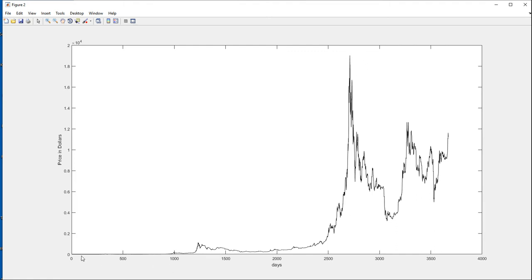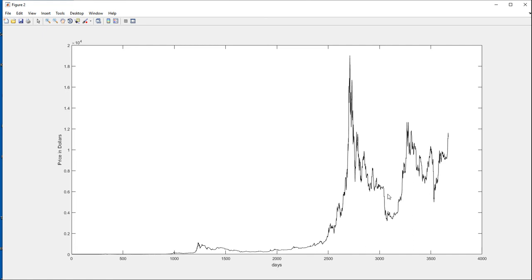Many people criticize my graph, saying, "Oh, I should put dates." That is true, but I like to see numbers for my days, so I have a sense of the scales of time that we're dealing with. Basically, this is the peak when we reach almost $20,000 value for Bitcoin.